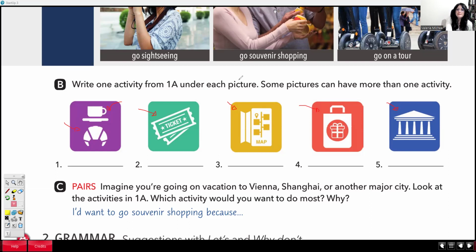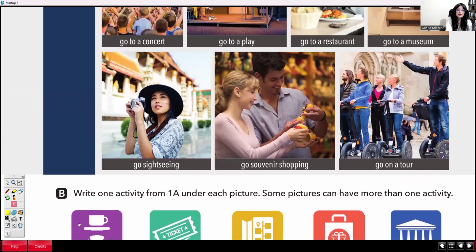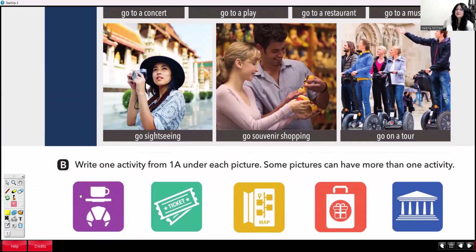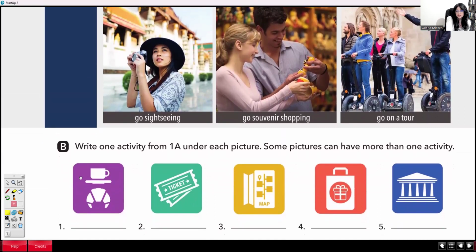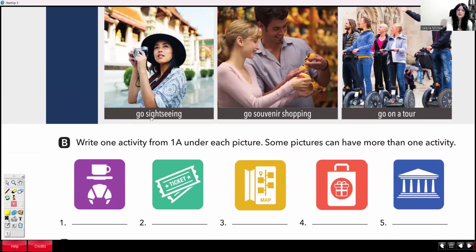Now, what we need to do is to match these pictures with the previous activities. Let me move this a little bit because we need to see the activities. We cannot see all of them. But yeah, we can go to a concert, a play, a restaurant, a museum, sightseeing, souvenir shopping, and on a tour. So where can we find these things? Can we find these things when we go sightseeing? I don't think so. In a restaurant. Yeah, could be in a restaurant.